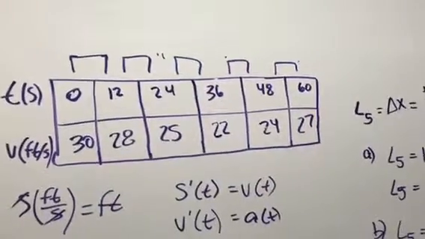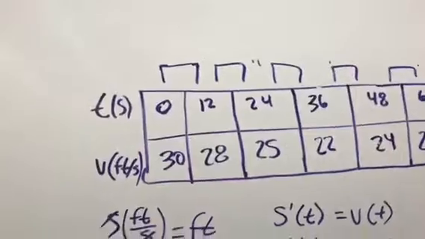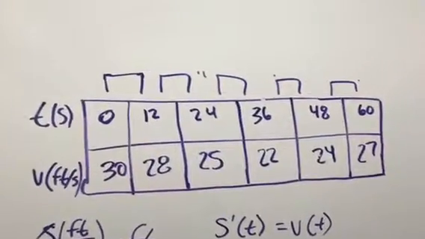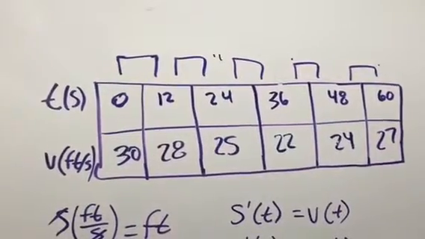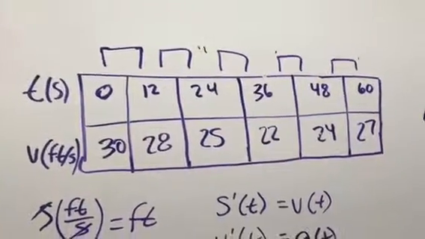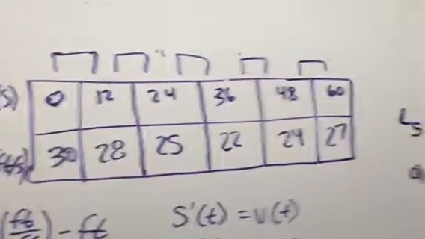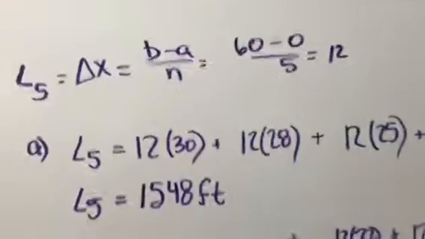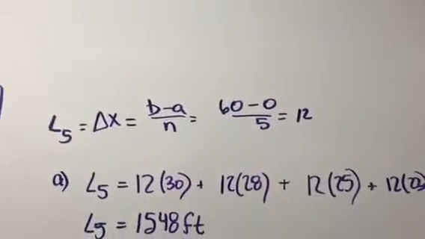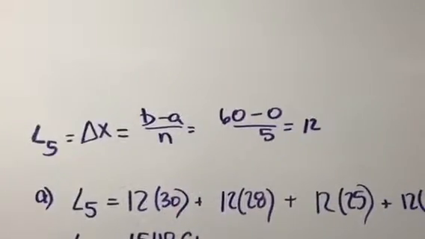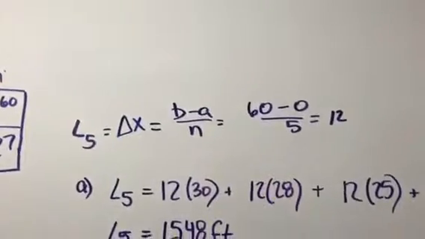For this table, for a left hand sum, you're going to go from 0 to 12, 12 to 24, 24 to 36, and 36 to 48. The intervals are all 12 wide. You can see that also with this equation: delta x is equal to b minus a over n, so 60 minus 0 divided by 5 is 12.